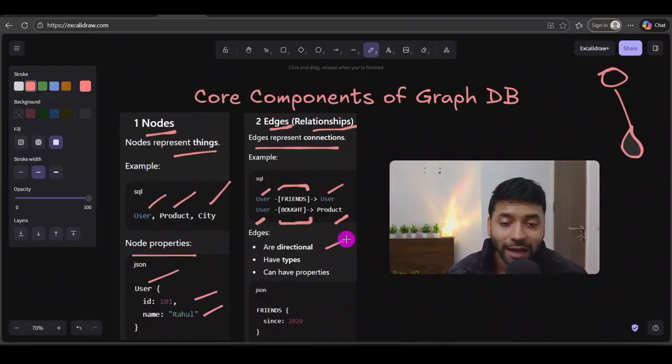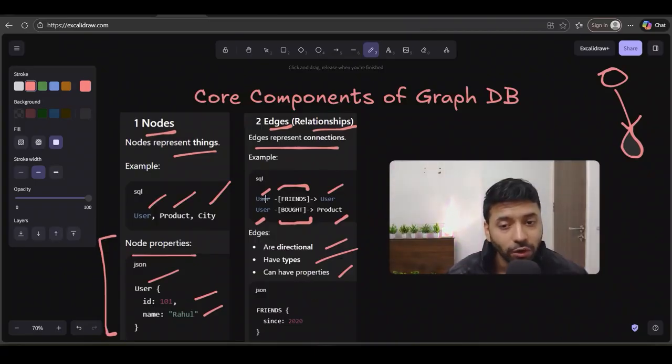So edges are directional, as you might have also checked in the graph database. In the graph DB, we have edges which are directional, okay, and edges have types and can have properties. We have already discussed that both nodes and edges in the graph database can have properties. So this was an example of a node having properties, and now let's see an example where edges have properties.